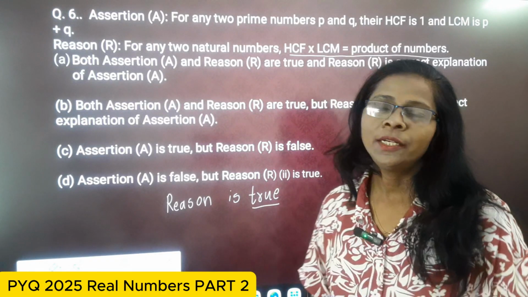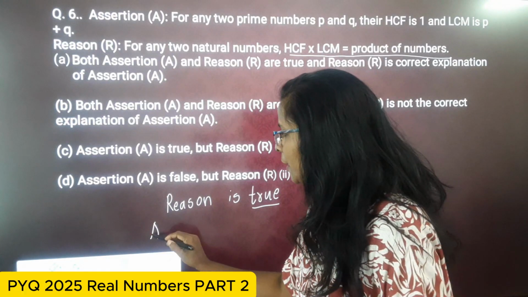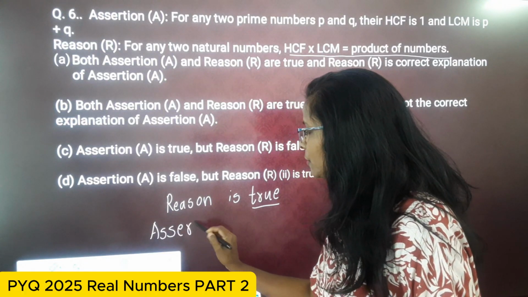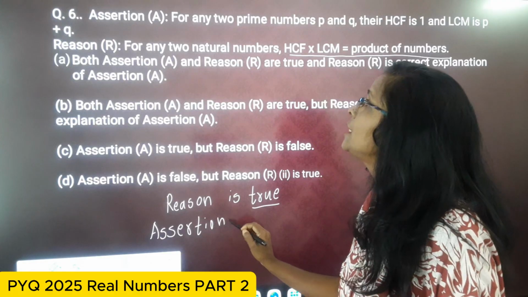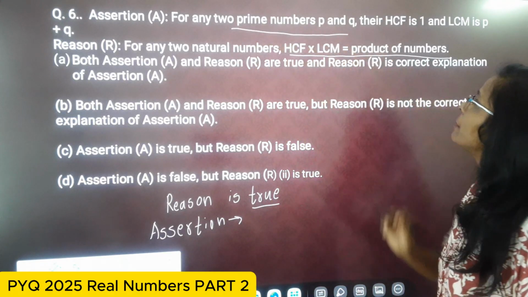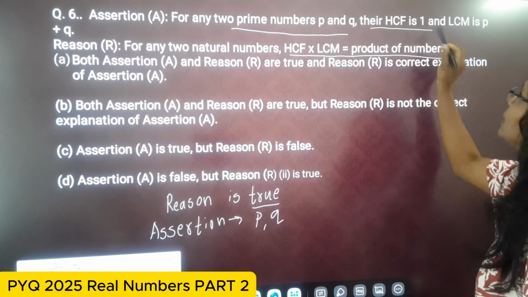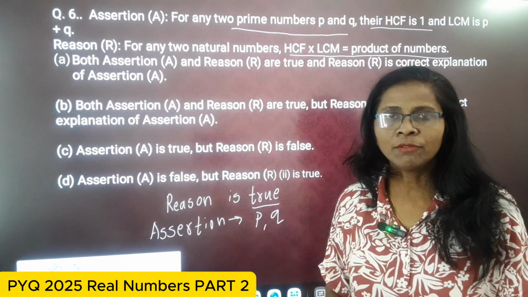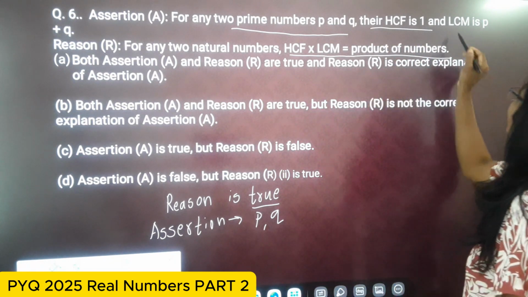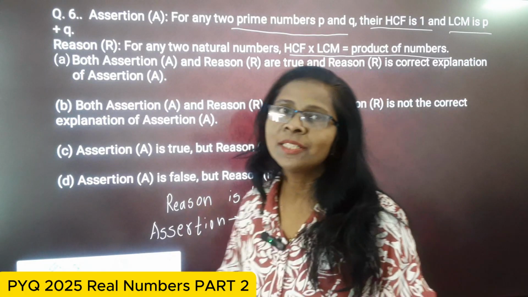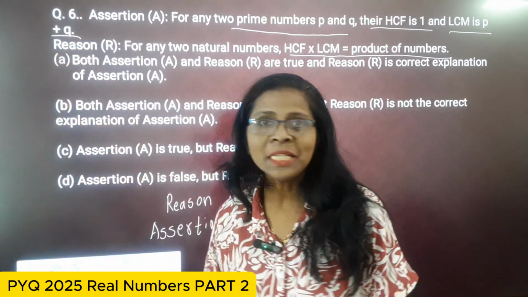The reason is true. Now what about the assertion? The assertion says that for any two prime numbers P and Q, yes, HCF is equal to 1. Okay, then the LCM is P plus Q?